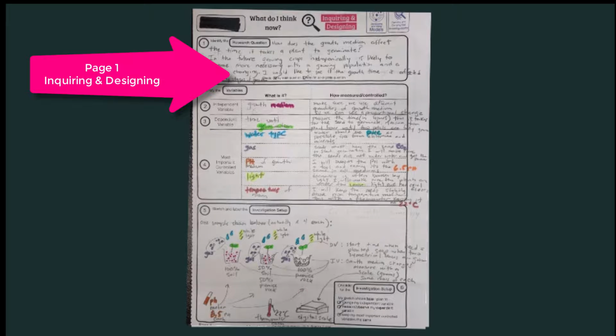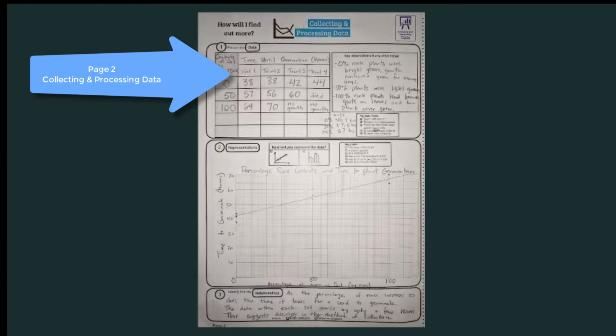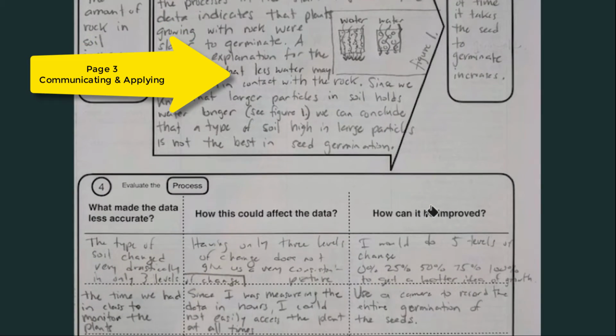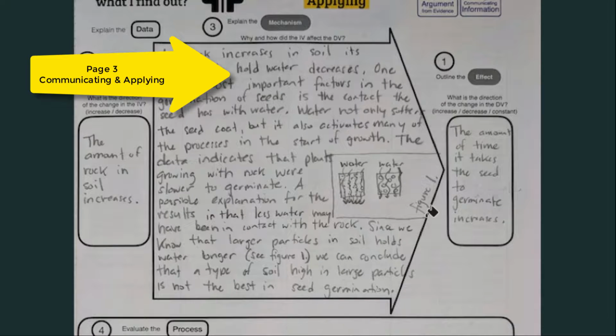Part one was all about the variables in setting up the experiment, and then in part two we looked at how to set up our data table and create a graph and look for some key relationships in the graph. In this video, we're picking up where we left off in the last. We're going to be looking at the communicating and evaluating of the results of your investigation.